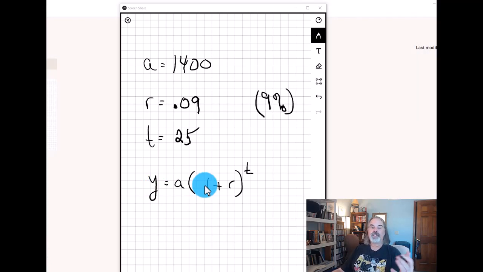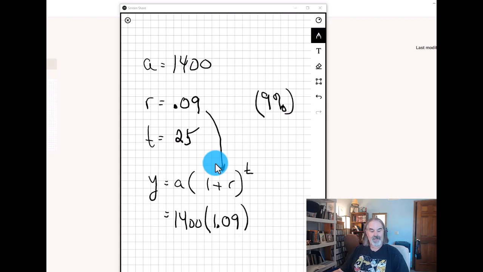Okay, we load this information up, we run the calculation, and boom, out will come our answer. So we want A to be 1,400. We want R to be 0.09. If I drop that 0.09 into the R, this number on the inside of the parentheses is 1.09, 1 plus the rate of growth, and we want T to be 25. So our job is to get the value of this number. You're not going to do this in your head, right? This is a calculator job.